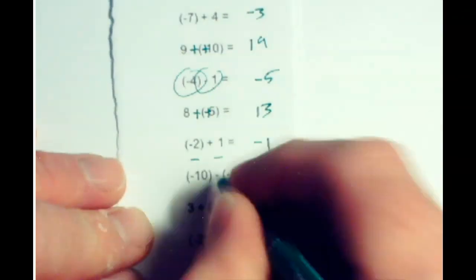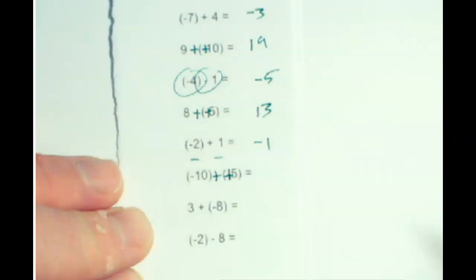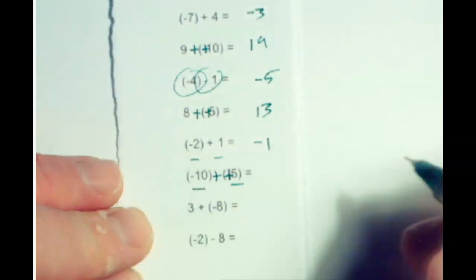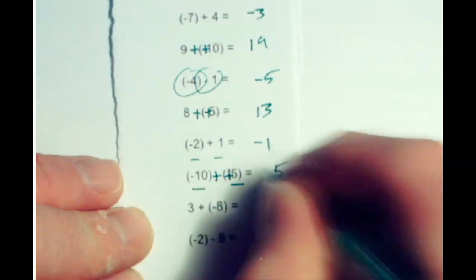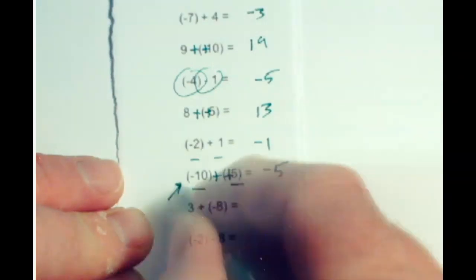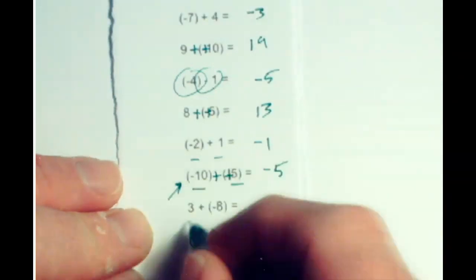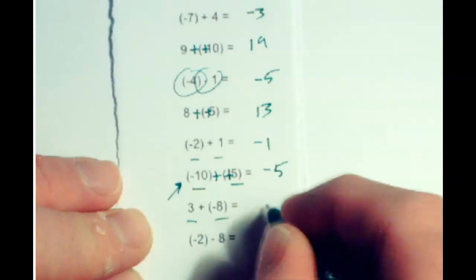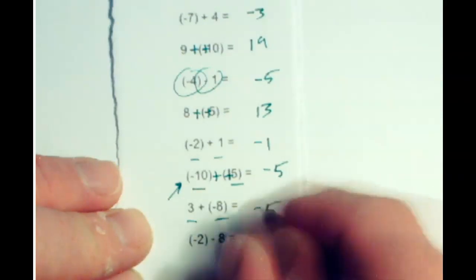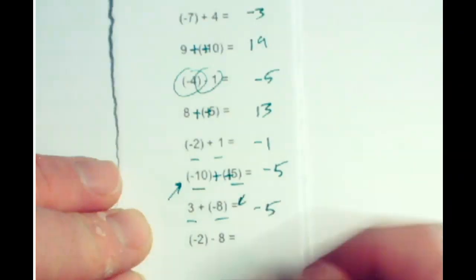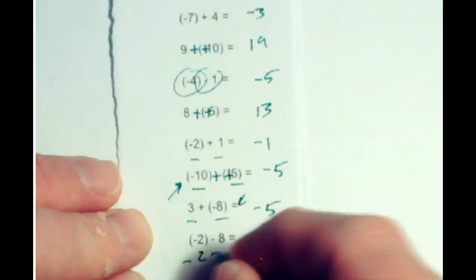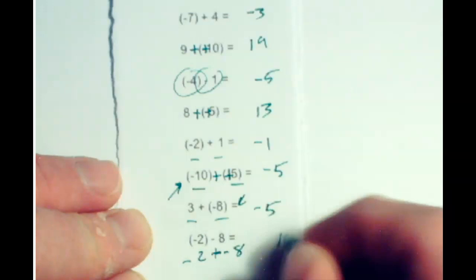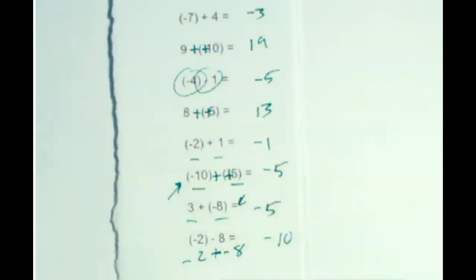This is a double shot. Now we have different signs. The difference between 10 and 5 is 5, and it's negative, because 10 has a greater absolute value. These are different signs. The difference is 5. It's negative because negative 8 has a greater absolute value. This is 10, and it's negative because that's the same as negative 2 plus a negative 8.